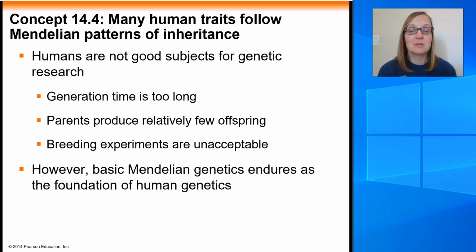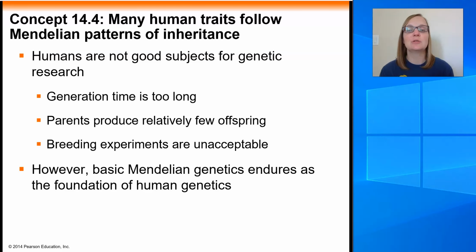Parents also produce relatively few offspring, right? Families these days, you don't see families of 10, 12, 16 kids. And then lastly, my favorite is that breeding experiments in humans are generally unacceptable, right? There's a lot of ethics here. You're not going to pull two people off the street and say, well, you guys are going to have offspring because I want to write my thesis within the next 12 months.